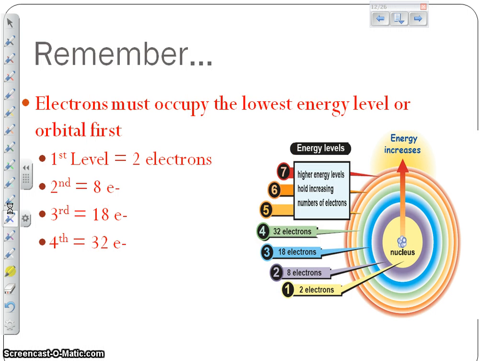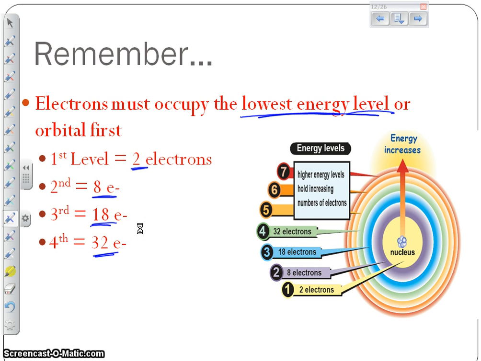Anyhow, you hopefully remember that electrons are going to occupy the very lowest energy level first. Okay, and that each different level has different amounts of electrons it can hold. Well, the first level can hold 2, the second level can hold 8, the third level can hold 18, and the fourth level can hold 32 electrons.